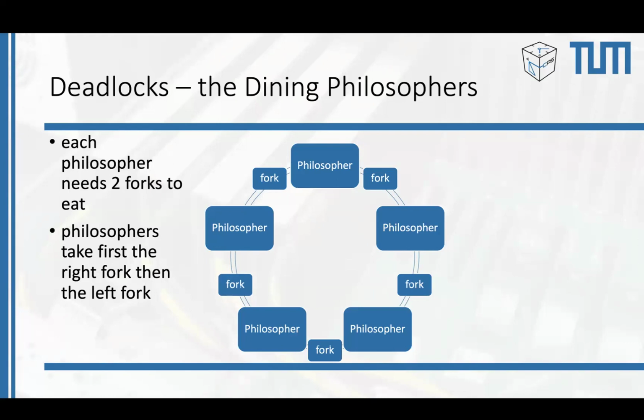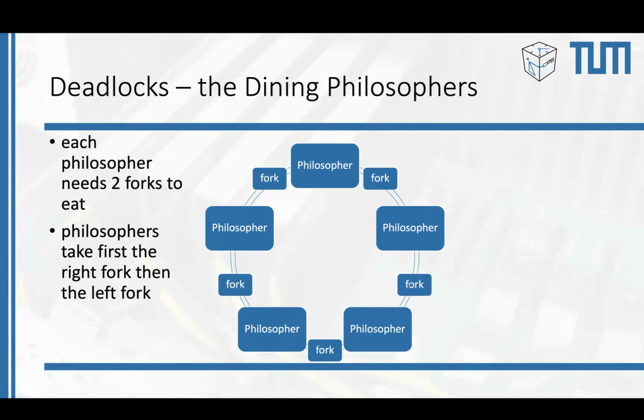So what happens is that they are very much animals of habit, so they all start with the right fork, and then they pick up the left fork. What can happen? Nobody can eat. Nobody can eat because they all have a right fork in the hand, but the left fork is gone. Right? So this is a very simple example of something that we call a deadlock.